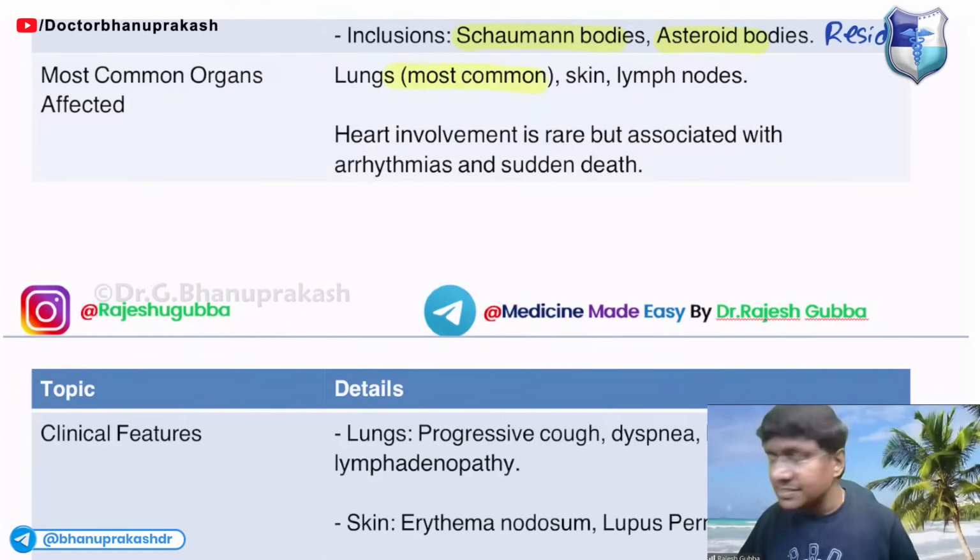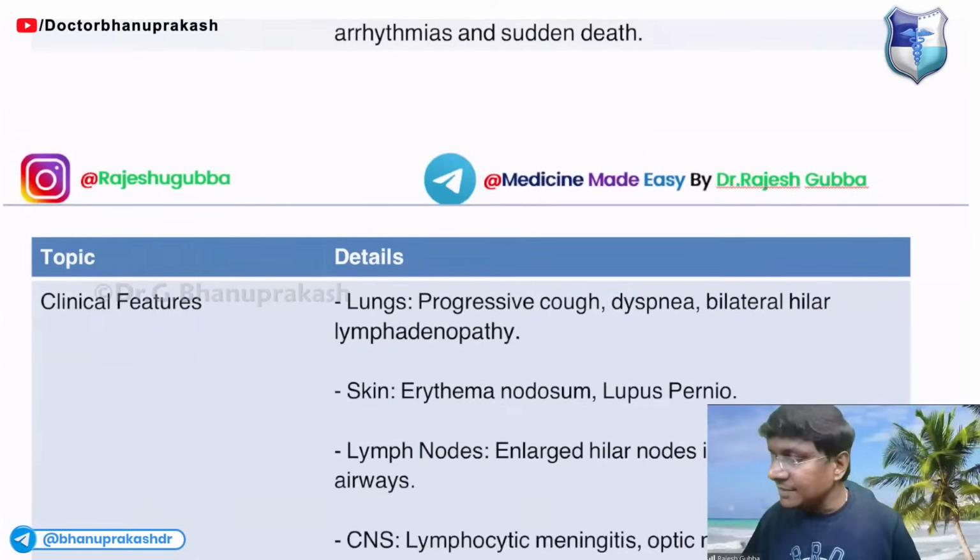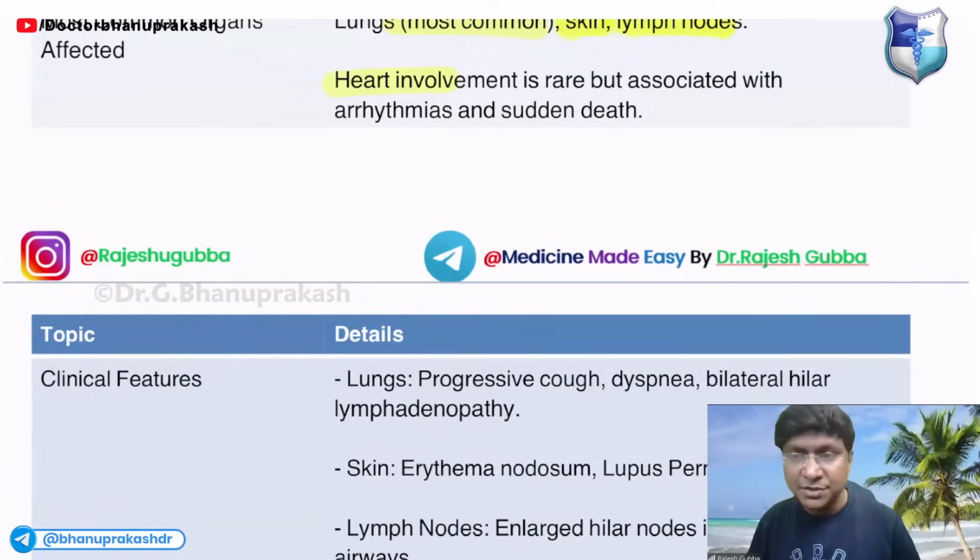The most common organ affected is the lung. Lymph node involvement is bilateral hilar lymphadenopathy. Skin involvement will be there in the form of erythema nodosum and lupus pernio. Cardiac involvement will be there in the form of restrictive cardiomyopathy, and that is a cause of death in these individuals.